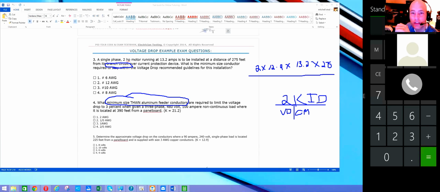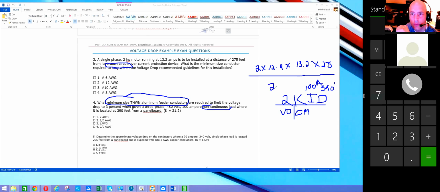It's non-continuous, so I don't have to worry about taking that 125% like I did on the motor up here. That just tells me that this 100 amps is what I put in right here. The distance they give me is 390 feet. So I've got the top part already kind of filled out without having to sweat too much: 390 feet, 100 amps. I don't have to worry about continuous duty there.